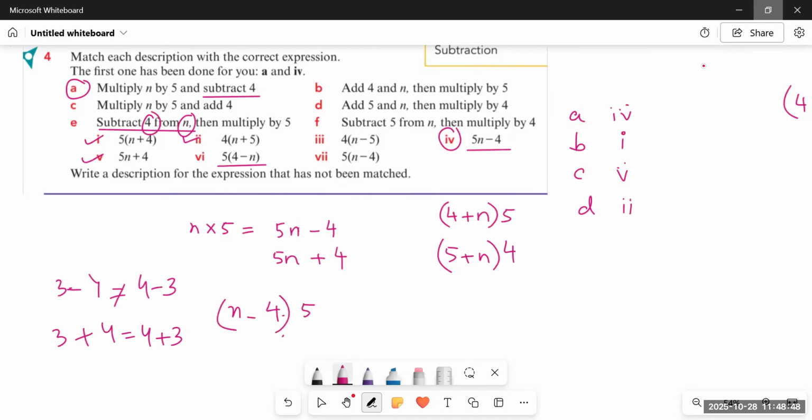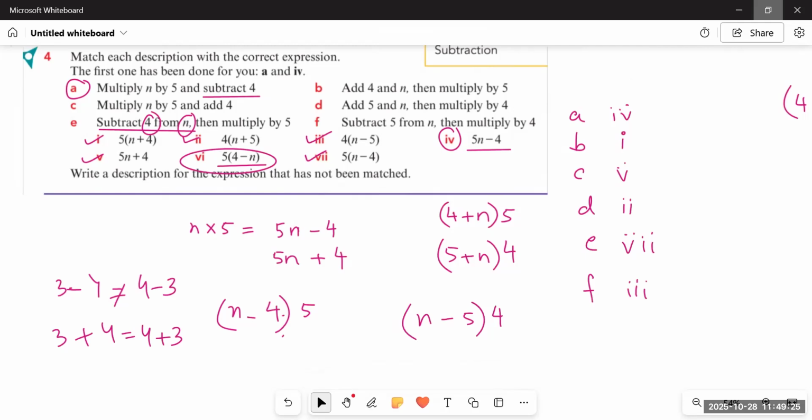Okay. And this one is number 7. So we will write part E is number 7. And then F is subtract 5 from n, then multiply by 4. Subtract 5 from n. So it's n minus 5, bracket close, and it's 4 over here. And this one matches number 3. So we will write it over here. So what's left? It's number 6. That is only left. And it's 4 minus n, bracket 5.